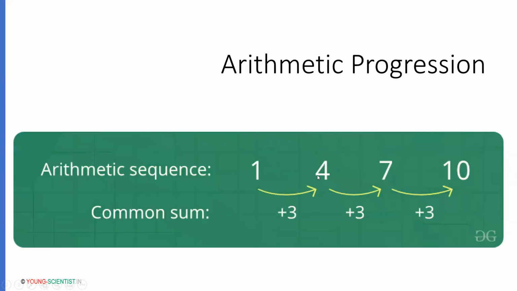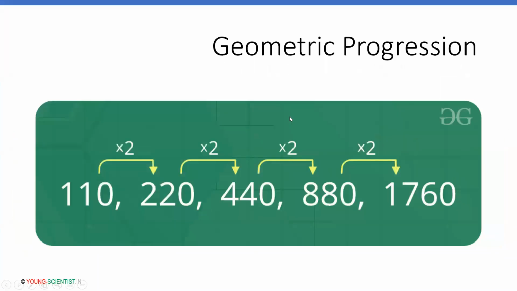Instead of adding 3 to each number, you can add 0.5. You can even add irrational numbers like square root of 2. And the same applies here too. Instead of multiplying by 2, you can multiply by square root of 2, and so on.